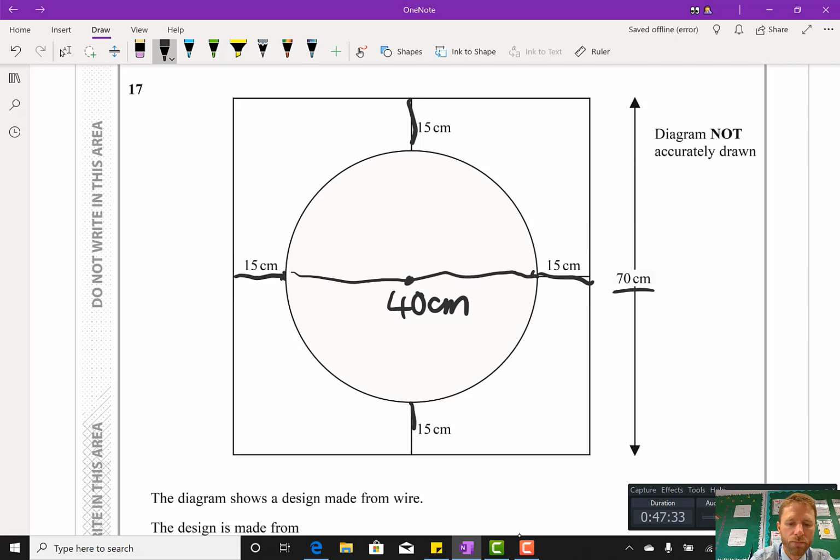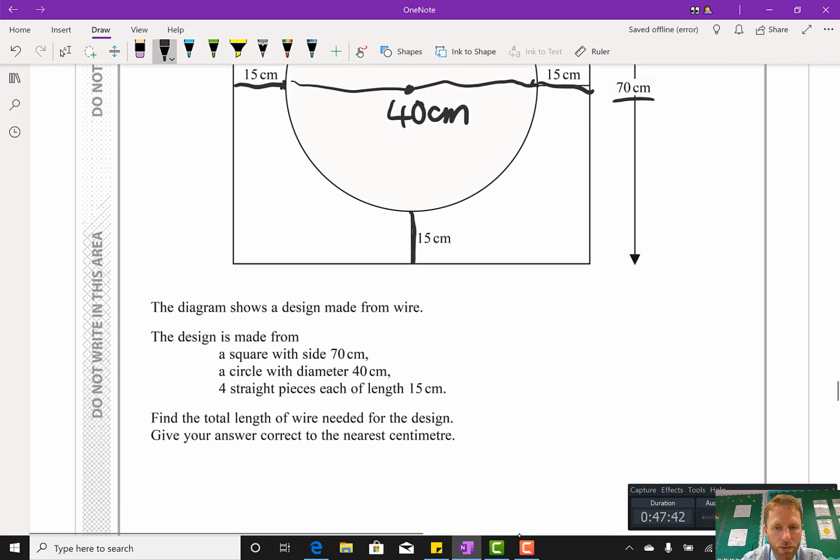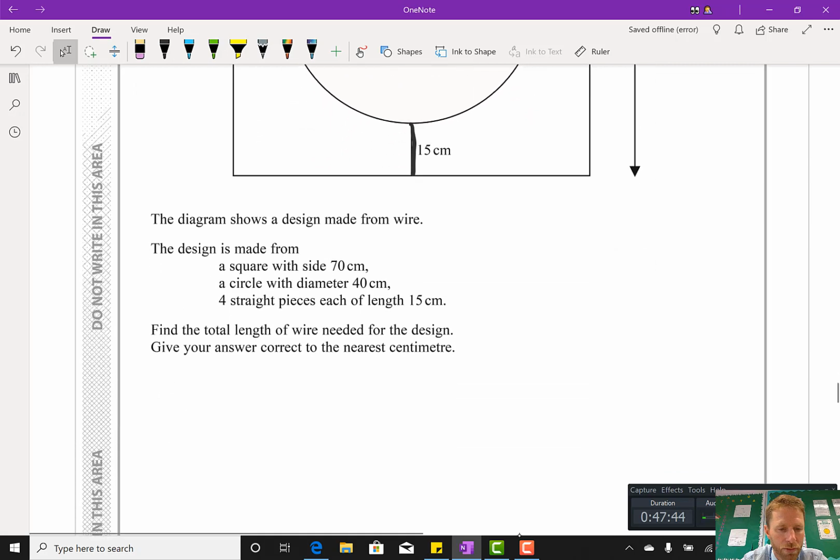Now at this point I'm thinking circles. I'm thinking, well, pi r squared is the area, pi d is the circumference, so I might be using those things, but we shall see. Find the total length of wire needed for the design. Give your answer correct to the nearest centimetre.